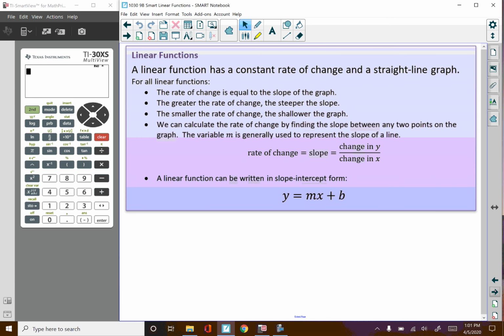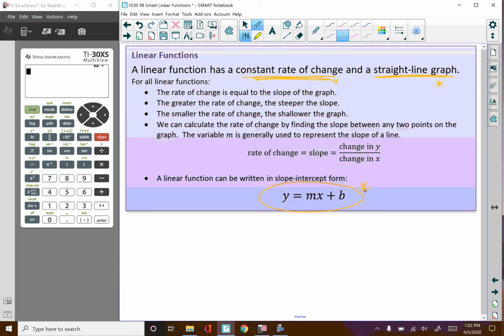So here's our definition for linear functions. A linear function has a constant rate of change. That's important for one of your homework questions. And it will have a straight line graph. For all linear functions, the rate of change is the slope of the graph. And we can write linear functions in slope-intercept form, which is right here, y equals mx plus b.